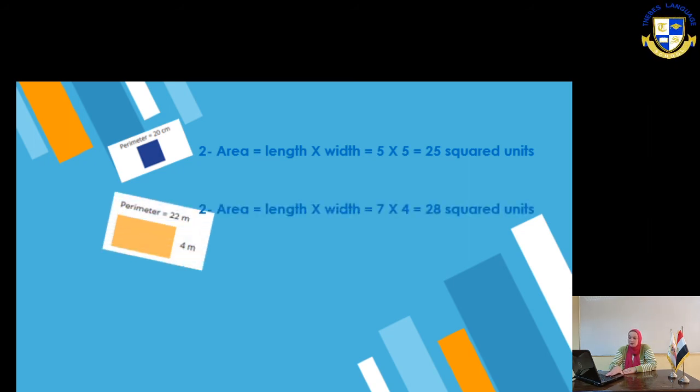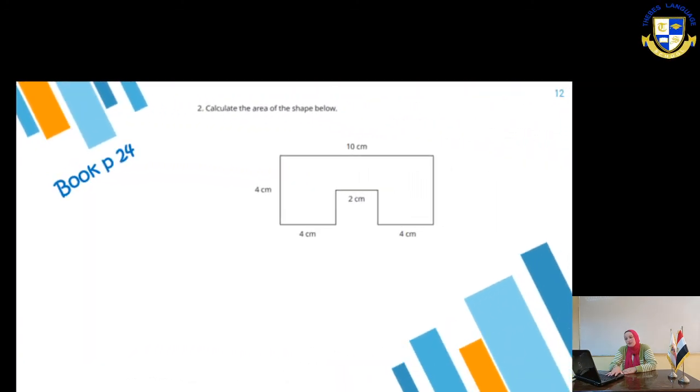The perimeter is 22, and we have a rectangle with width 4. Okay, we said before that the length of the rectangle equals 7. Okay, so find the area by making side by side. 7 times 4 equals 28 square units. Okay, now in the next page, calculate the area of the shape below.